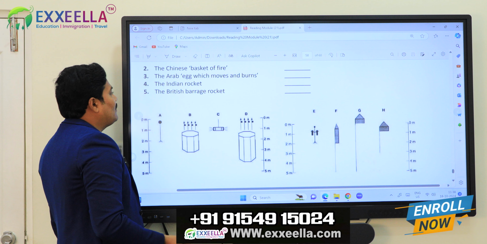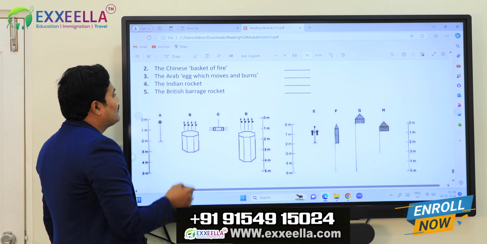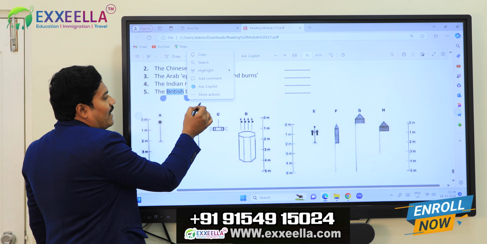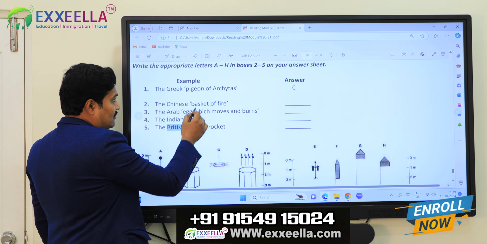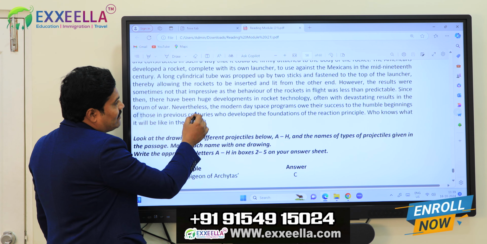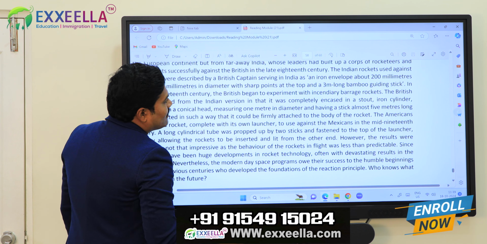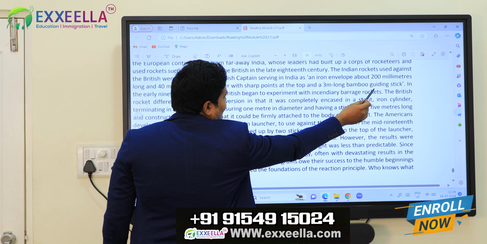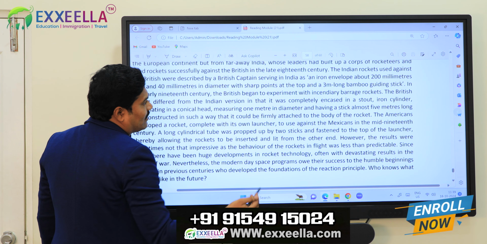And coming to the fifth one, the British barrage rocket. Coming to the next one, it is the British barrage rocket. The keywords are British barrage rocket. Now let's find the keywords. We got the answer in this line. Now let's focus on the keywords.